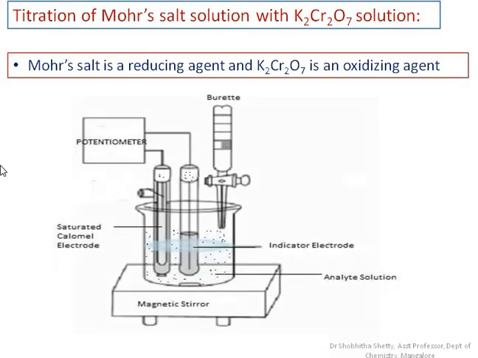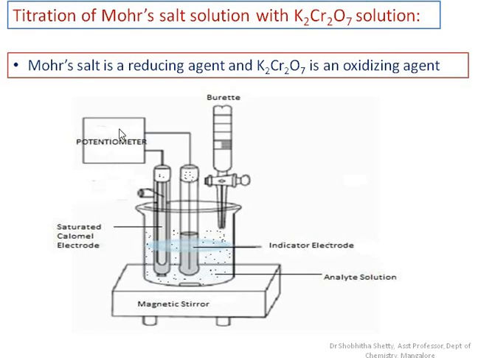So there will be change in oxidation state during the redox reaction. This is the setup of a potentiometry experiment. As you can see, this is the analyte solution that we are going to take in the beaker, and this is the magnetic stirrer, connected to the potentiometer. Usually nowadays the potentiometer comes along with the magnetic stirrer.